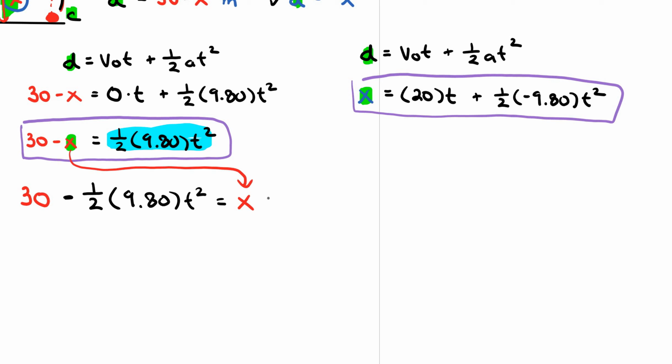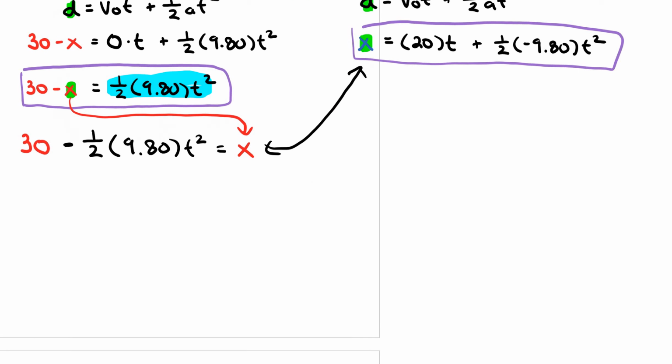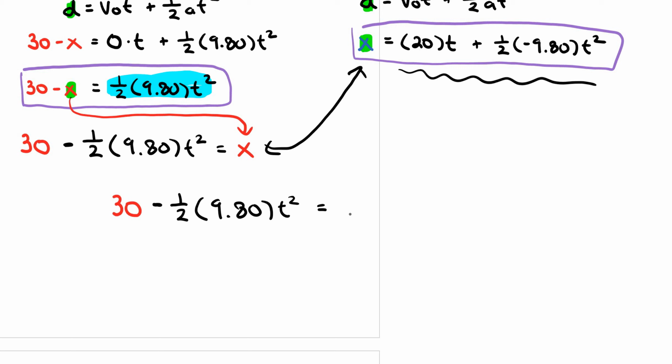Okay, and now after that, we can just make these two expressions equal to each other, since they're both equal to x, and then we can solve for the time. Okay, so if I do that, we have 30 minus the 1/2 bracket 9.80 bracket t squared equals all of this, which is going to be 20t minus the 1/2 bracket 9.80 bracket t squared.